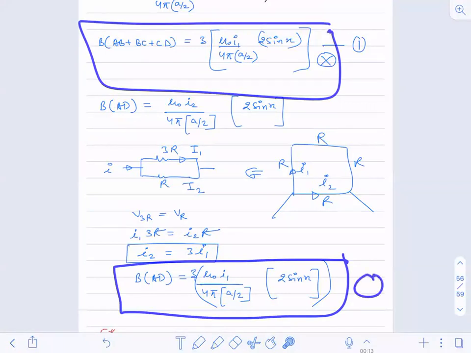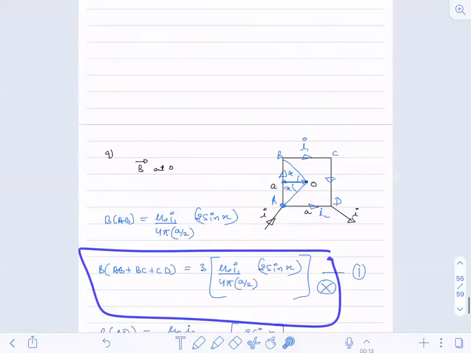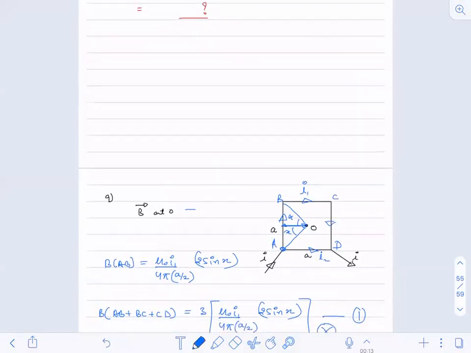And the direction of the magnetic field due to the AD wire is upward, so that is also opposite. In the first equation the magnetic field is going downward, and in the second case the magnetic field was coming upward. So both the magnetic fields are opposite in direction, and the magnitude is equal. So the net magnetic field at point O will be 0.